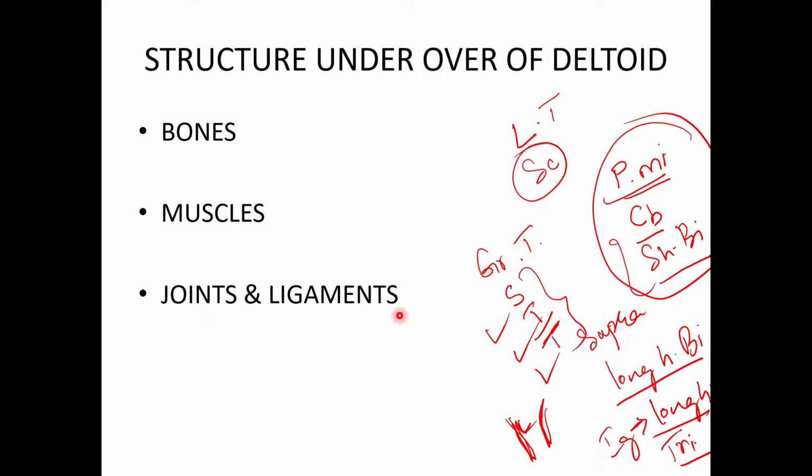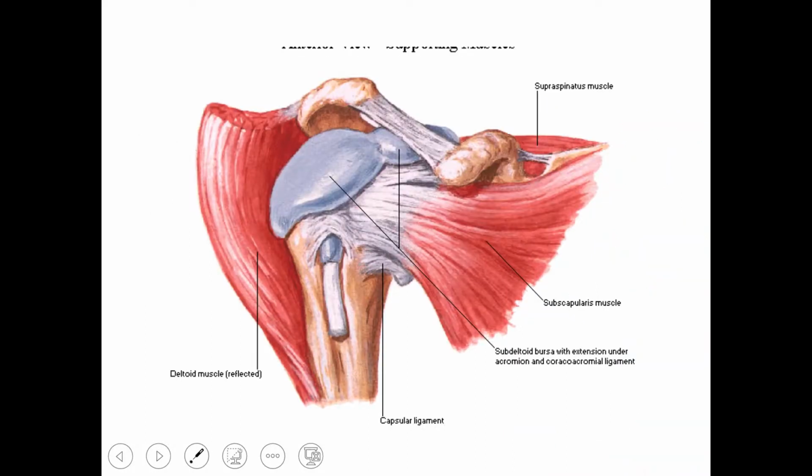Moving on to the joints and the ligament, as we know the important joint, that is the shoulder joint, and the ligament related to the shoulder joint, mainly the coracoacromial ligament, comes under the cover of the deltoid. The nerves and vessels which are under the cover of the deltoid are related to the surgical neck of the humerus, that is the anterior and the posterior circumflex humeral vessels along with the axillary nerve. So this is about the structures under the cover of the deltoid.